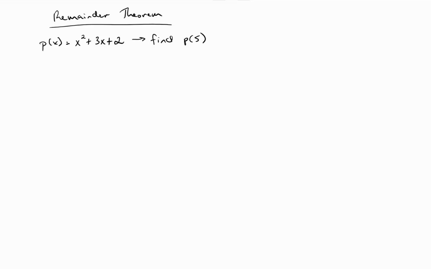Here I'm going to talk about the remainder theorem. The remainder theorem basically allows us to find, for example, here, p of 5 using division. Now, you might say, well, I can just plug that in. Well, as polynomials get bigger, you might not want to, and this has some cool applications. It's just a nice little shortcut.